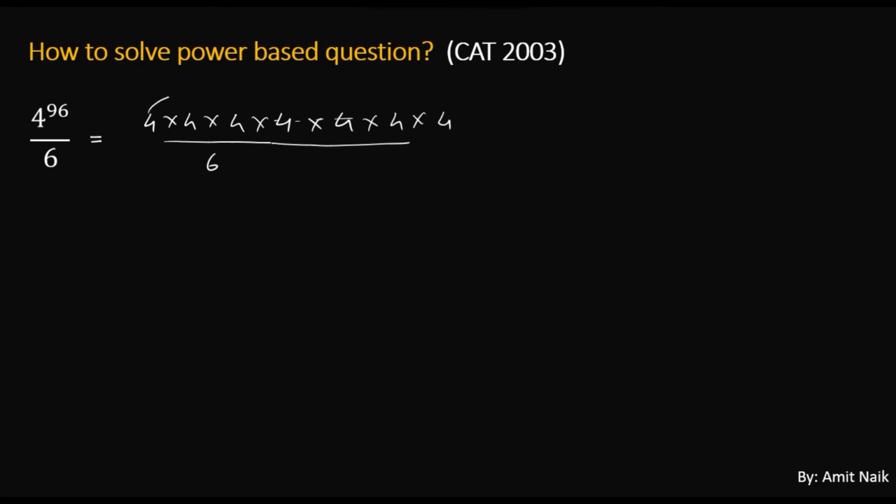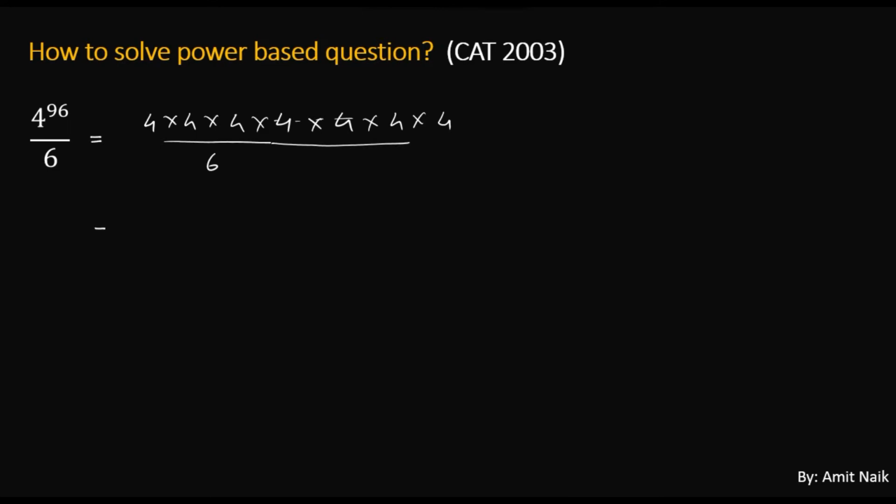So 4 into 4 is 16. 16 divided by 6, the remainder is 4. 4 into 4 into 4, the group of 3 4's together, is 64. 64 divided by 6, the remainder is 4 again. So I'm not getting either 1 or minus 1, right? So forming groups is not working out. So what do we do then? We will approach it in a different method here.